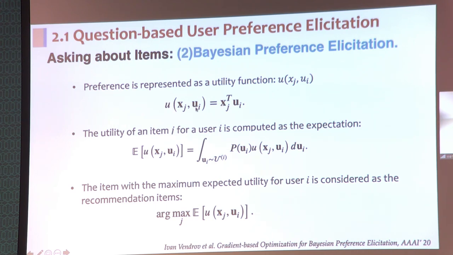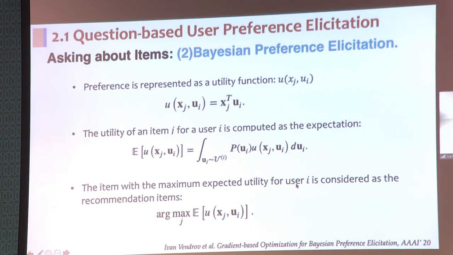First, for the first equation, xj means the vector of the item, and ui means one instance sampled from the user distribution i. So it is a dot product, right? Here we call it a utility function. But recall that the user preference is a distribution, not a vector. So we need to calculate the expectation, which is the integration over all ui distribution. This E indicates the user's preference on a certain item, so we call it utility. Then based on this utility, we choose the item with the maximum expected utility for the user i.